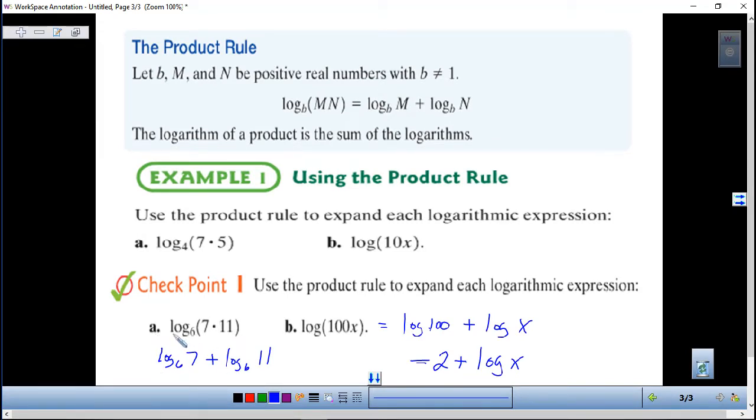For part A, log base 6 of 7 plus log base 6 of 11. None of those are really easy to simplify down or to find the value for, so we leave it like it is. Over here we break it up as log of the product, log of 100 plus log of x. Well, the log of 100, remember this is once again my common base. It's a common log, so it's a base 10. 10 to what power gives me 100? That would be 2. So that would simplify down to 2 plus log x.